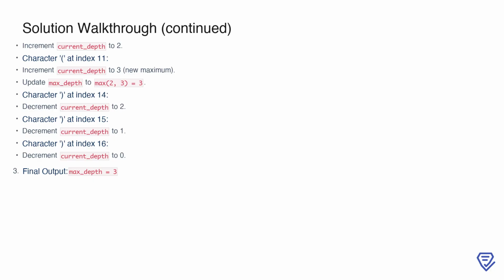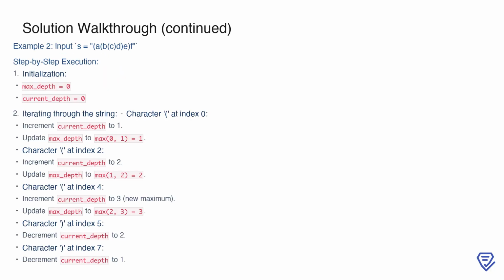The next closing parenthesis at index 15 reduces current_depth further to 1, and the final closing parenthesis at index 16 brings current_depth back to 0, meaning we have exited all levels of nesting. At the end of the traversal, the deepest nesting we encountered was 3, so the final output for this example is max_depth equals 3. Now, let's look at another example, S equals A, B, C, D, E, F.